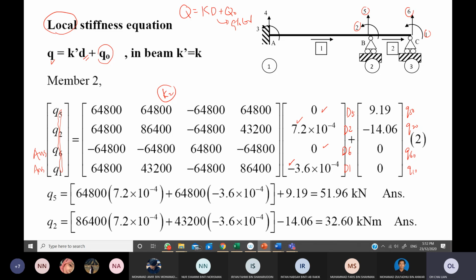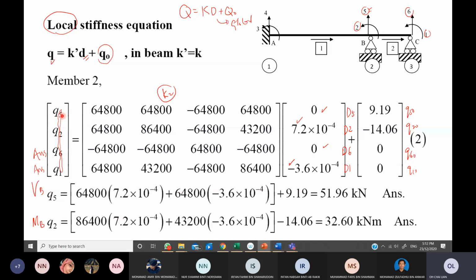The Q5 will be the shear force at B. If you're referring to number 5, it is vertical, so we talk about shear force. And then Q2 talks about moment, so it is MB. So how to do that? Let us have a look on the pen.